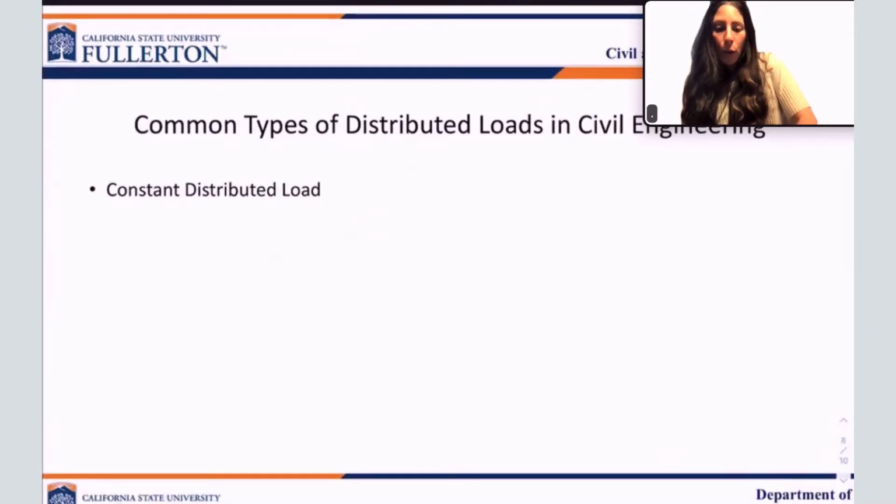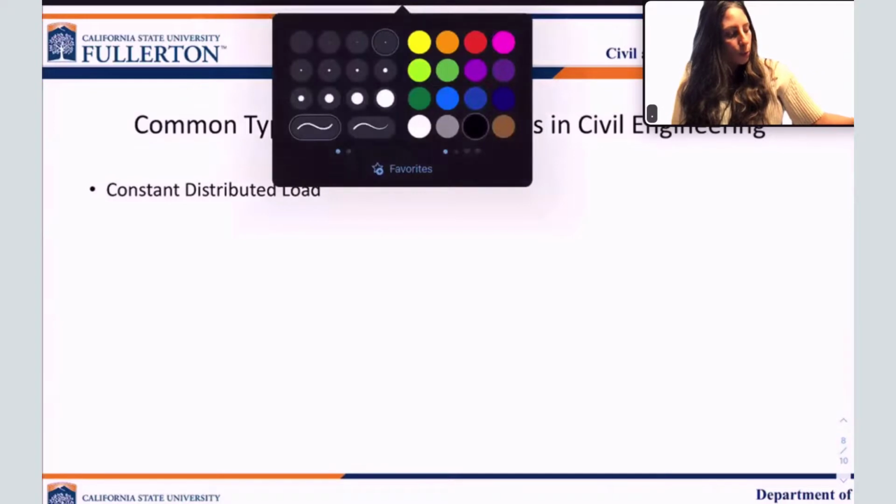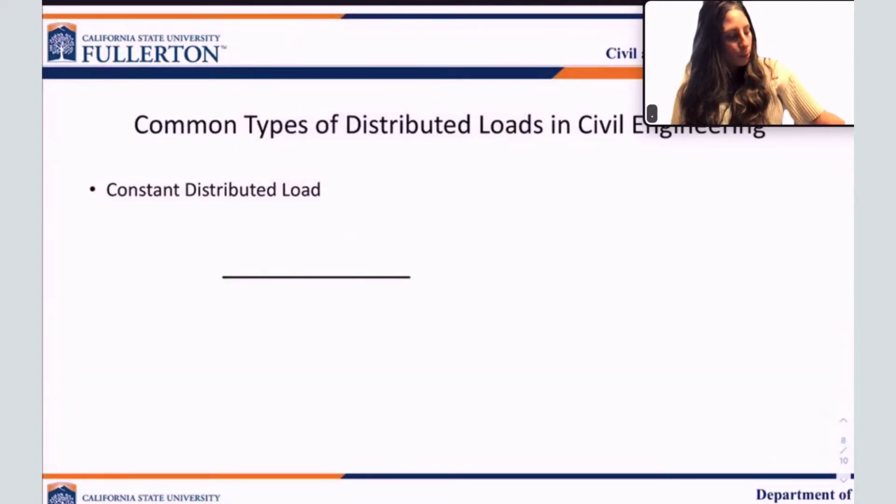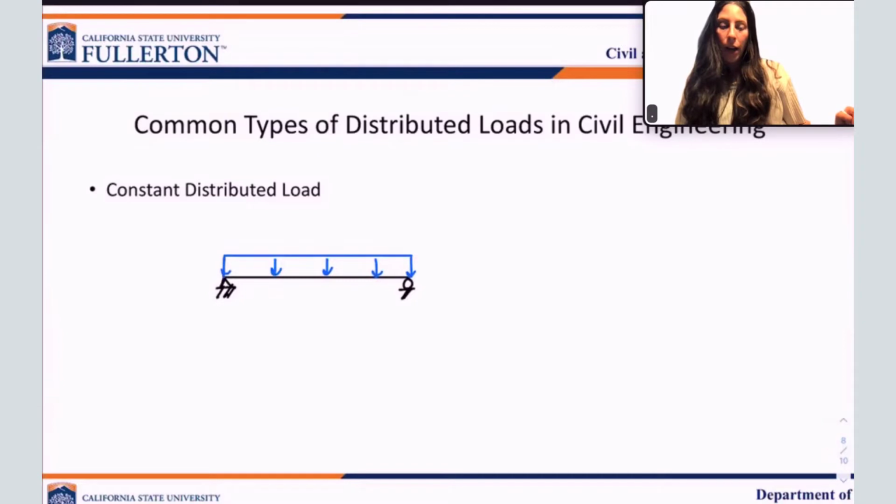Now, I want to go over some common types of distributed loads that we typically deal with. The first one is a constant distributed load. If I have a beam element, I'm just going to draw a simply supported one here. We often have constant distributed loads, which we draw like this, which means that they don't change. So we don't need to define this by a function of x. This would just be like 10 pounds per foot, 10 kips per foot, anything like that. This is a very simple and straightforward type of distributed load.